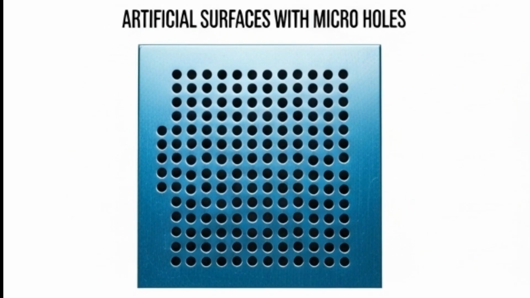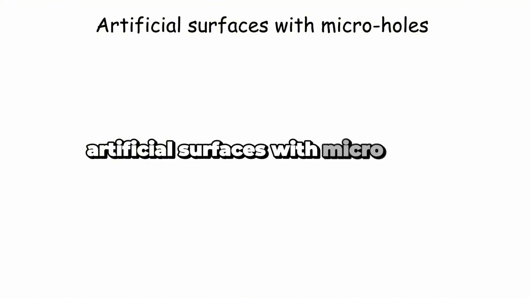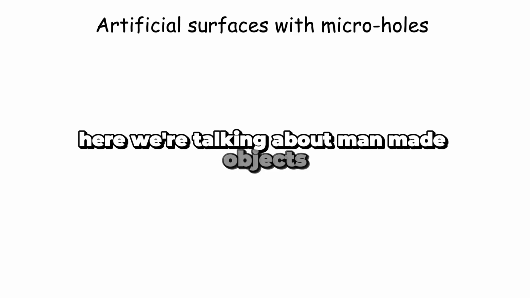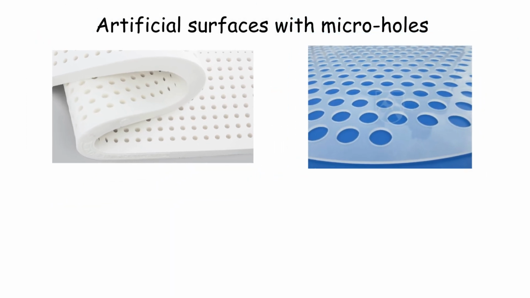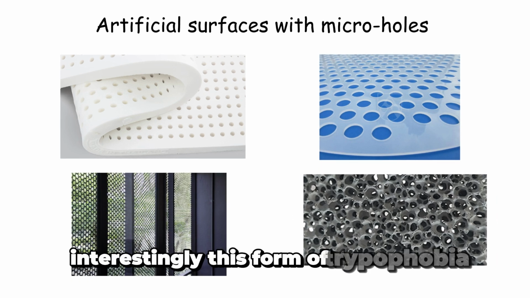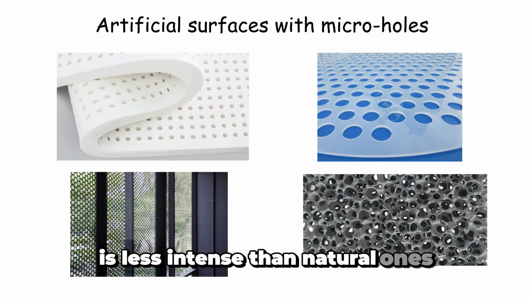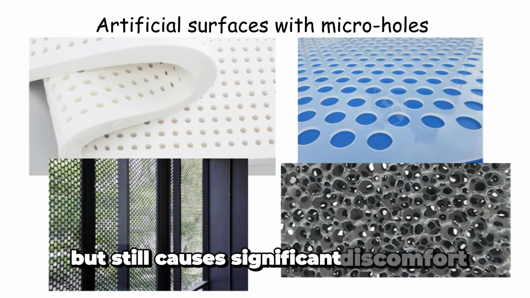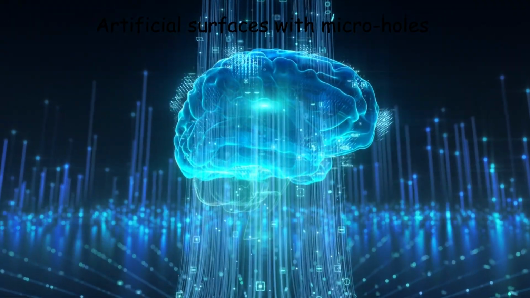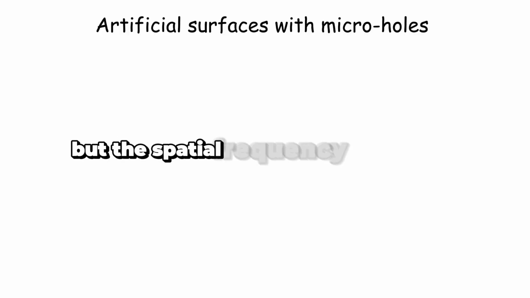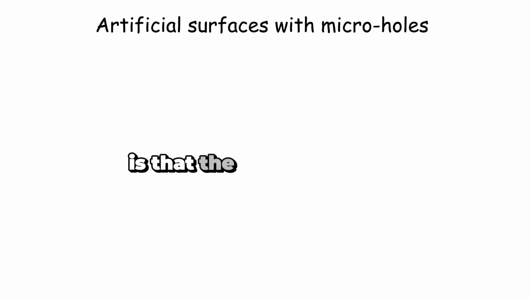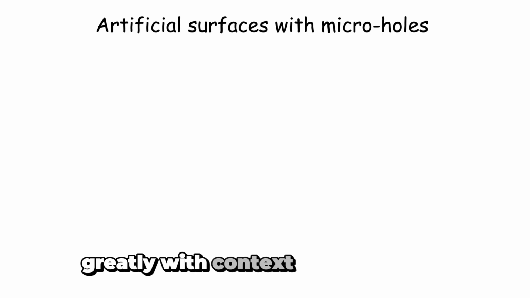Artificial surfaces with microholes represent a different type of trigger. Here we're talking about man-made objects, rubber foam, perforated plastic, metal with holes, porous ceramics. Interestingly, this form of trypophobia is less intense than natural ones, but still causes significant discomfort. The reason? Your brain can categorize this as artificial, evolutionarily less threatening, but the spatial frequency is still there, causing that visual overload. What makes this interesting is that the response varies greatly with context and familiarity.